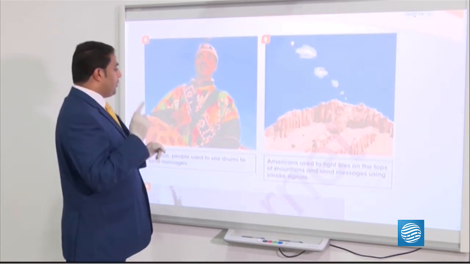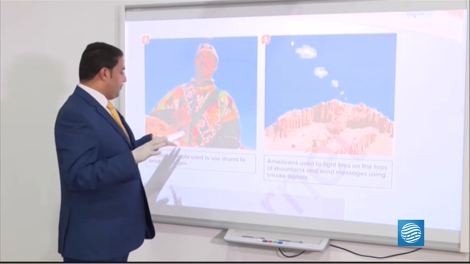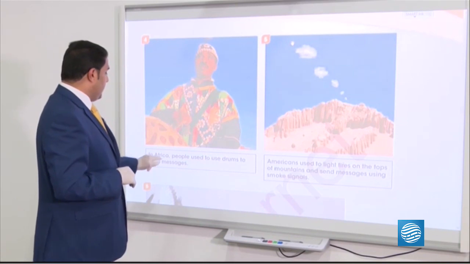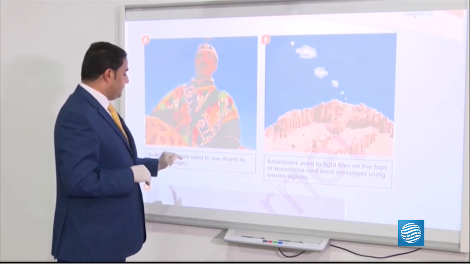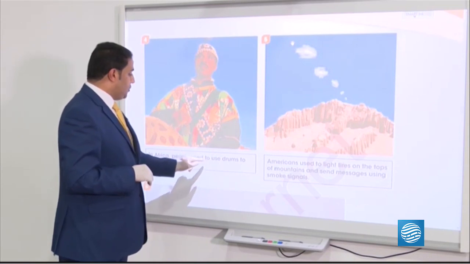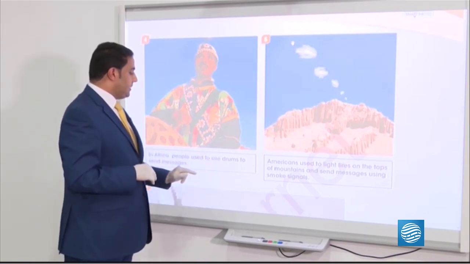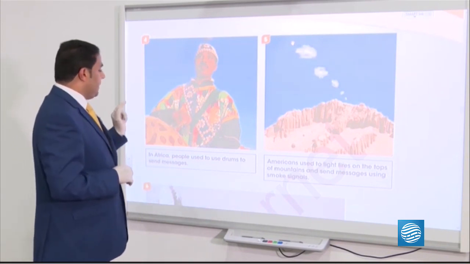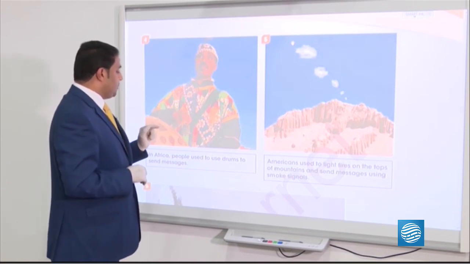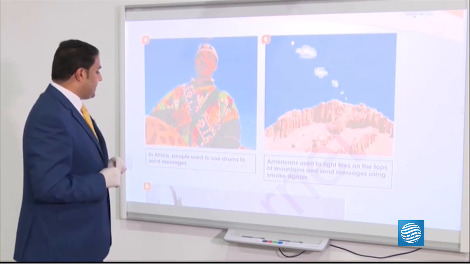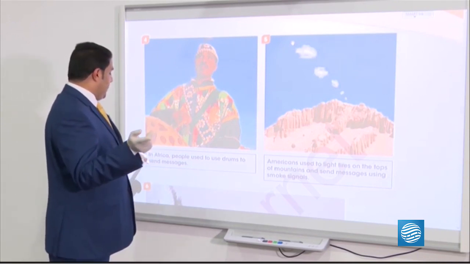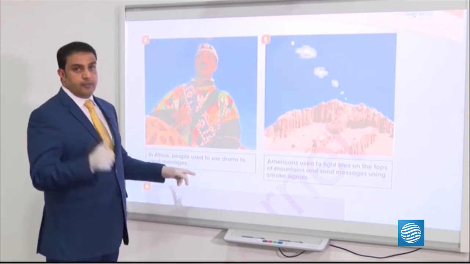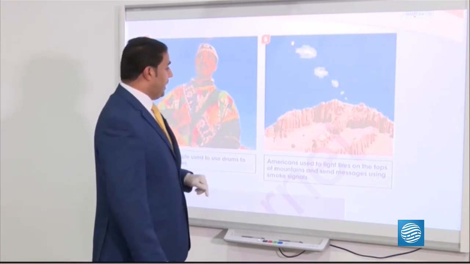Number 4, drums. We know what's the meaning of drums. The picture shows that, okay? الصورة توري شو معنى drums. In Africa, people used to use drums to send messages. In Africa, people used to use drums to send messages. Again, in Africa, people used to use drums to send messages. Awesome, very good.